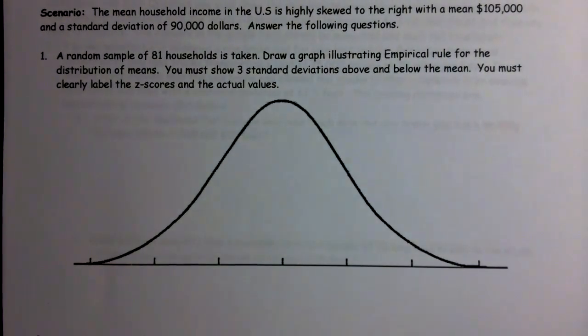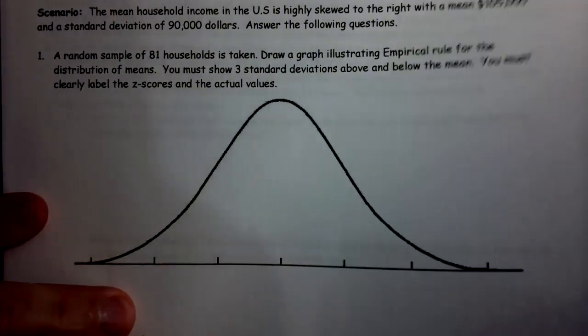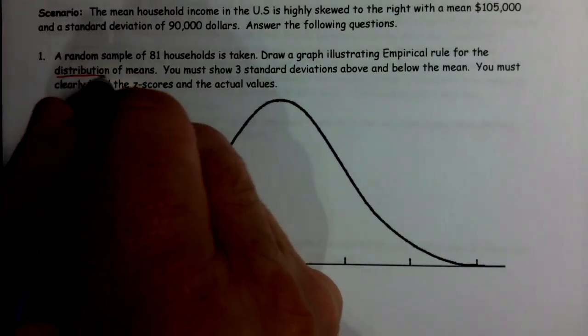And a random sample of 81 households is taken. Draw a graph illustrating the empirical rule for the distribution of means. You must show 3 standard deviations above and below the mean. You must clearly label the z-scores and actual values. So it's the distribution of the means.